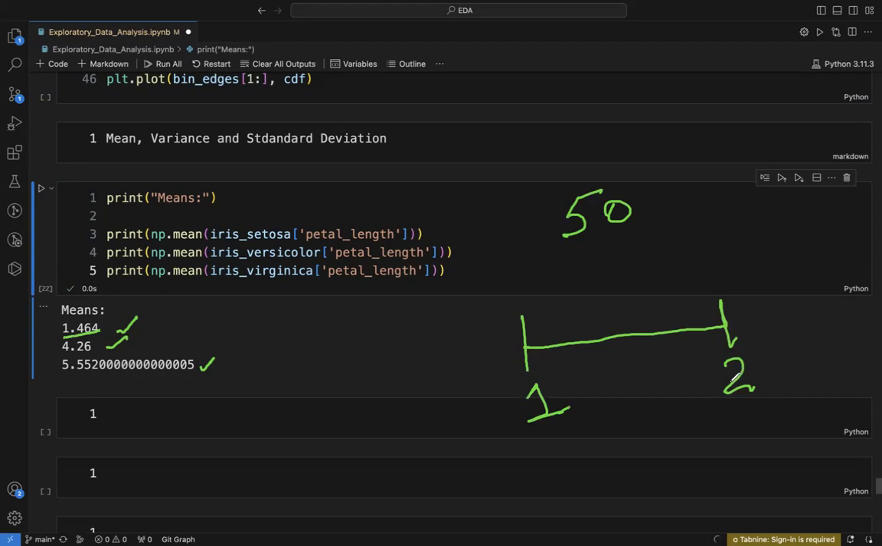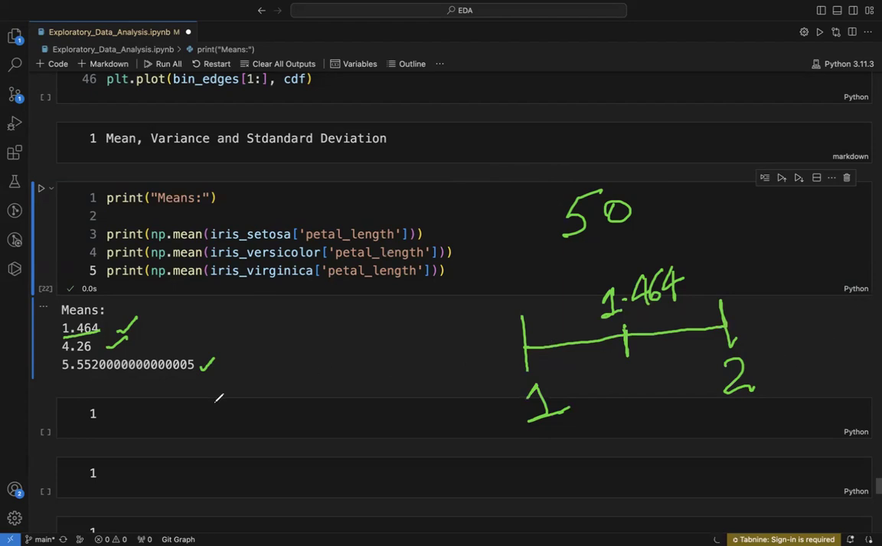The central or mean value for Setosa is around 1.464. Now, let's assume somebody did one more reading. Right now I have 50 readings, and somebody takes the 51st flower, that is, one more reading.